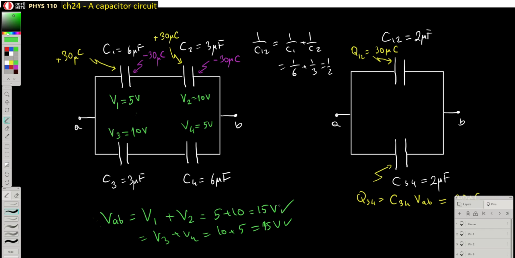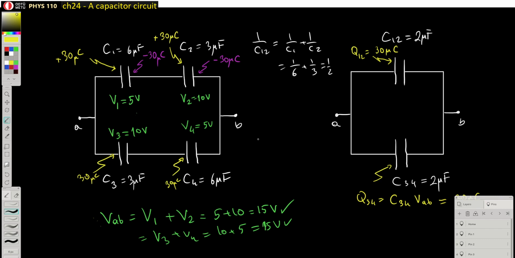In any case, I think that's it. So I know that at this stage, all the capacitors have 30 microcoulomb charges. So that's what the question was asking. I also computed something more. I also computed the potential differences.